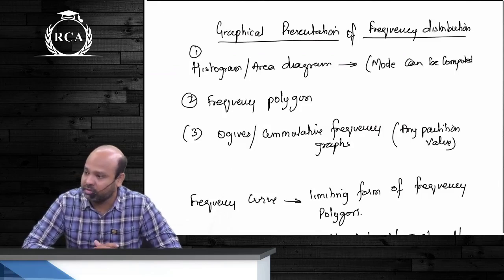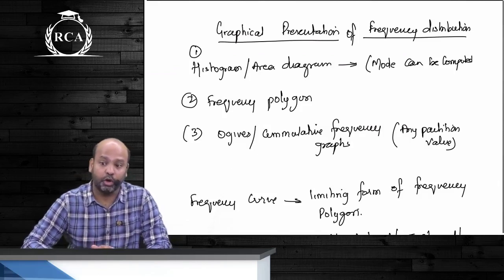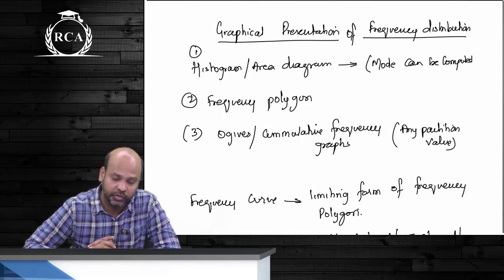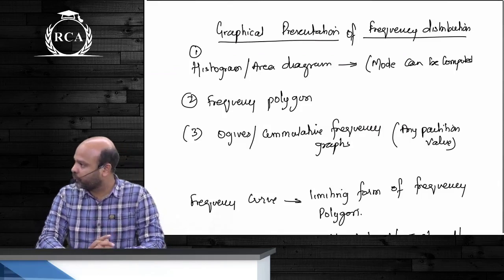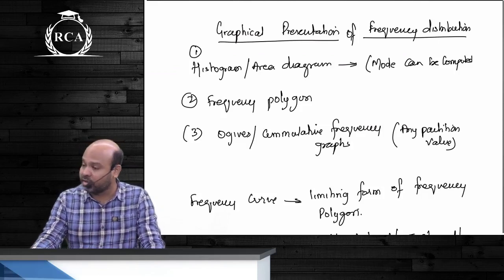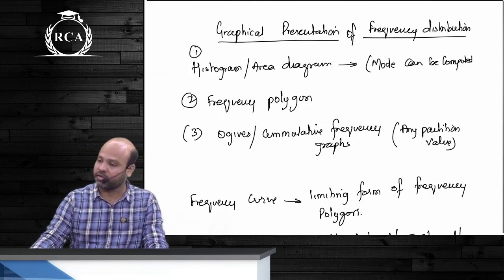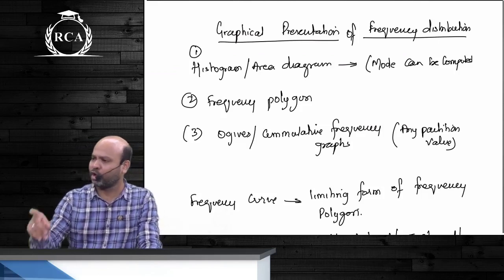In case the length of the class interval is not uniform, instead of plotting frequencies, we plot frequency density so that it's easier to compare those frequencies. After this, among the measures of central tendency, we can compute mode using a histogram. Mode is nothing but the point of intersection.